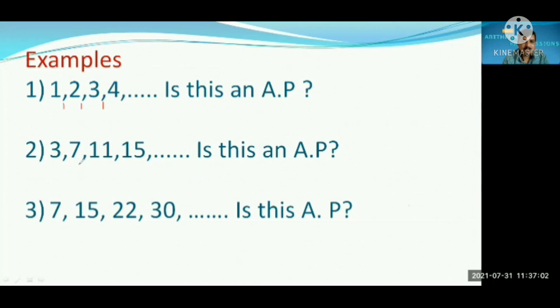See the second one. 7 minus 3, 4. 11 minus 7, 4. 15 minus 11, 4. So like this, it is also an AP. The next one is 7, 15, 22, 30. 15 minus 7, we get 8. Then 22 minus 15, we get 7. And 30 minus 22, again we get 8.